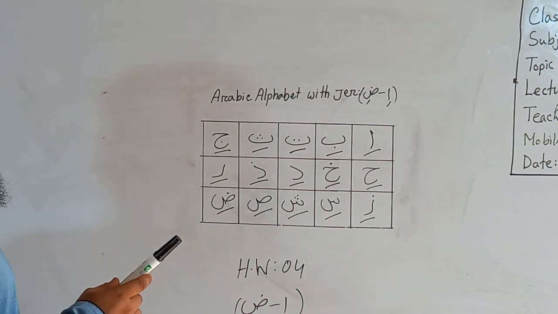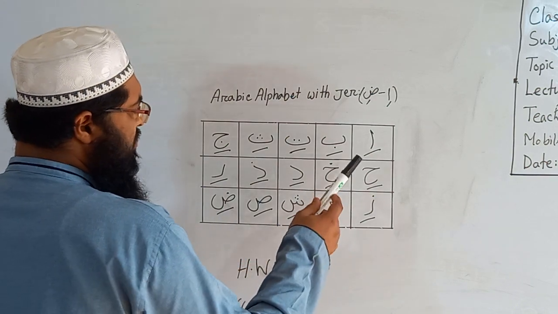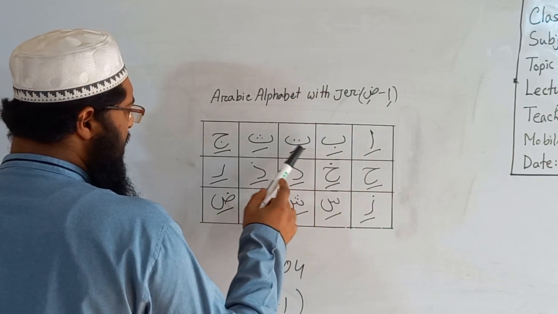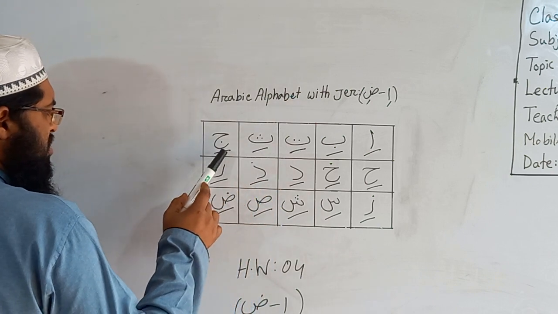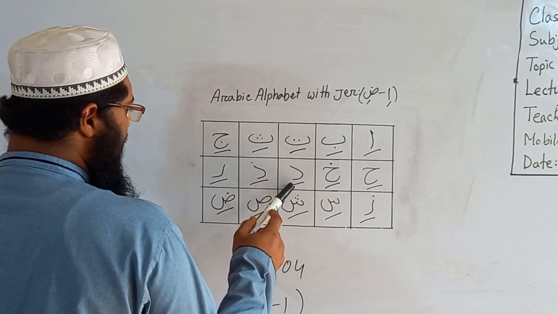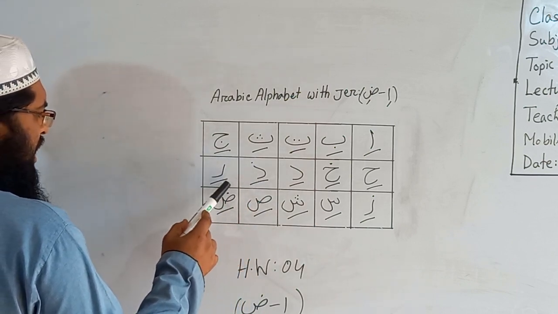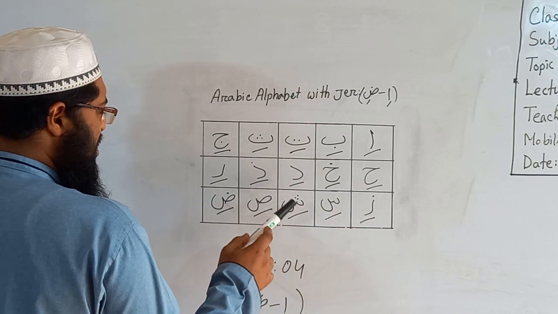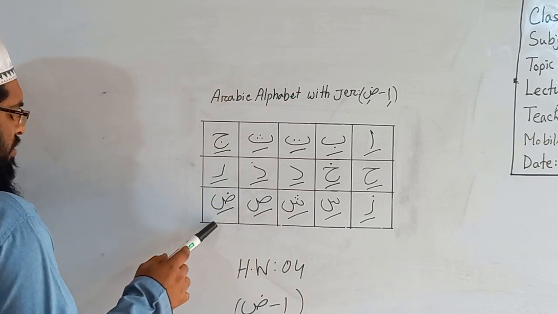Okay, my dear students, we have finished, and now everyone read with me. Hamza Zer E, Ba Zer Bi, Ta Zer Ti, Tha Zer Si, Jim Zer Ji, Ha Zer Hi, Kha Zer Khi, Dal Zer Di, Zal Zer Zi, Ra Zer Ri, Za Zer Zi, Sin Zer Si, Shin Zer Shi, Sod Zer Si, Dod Zer Di.